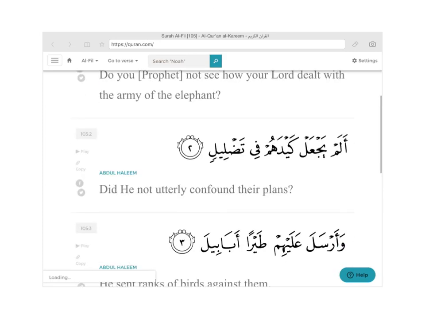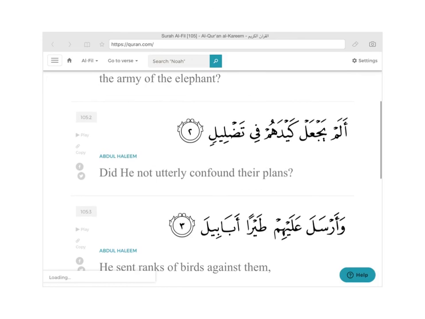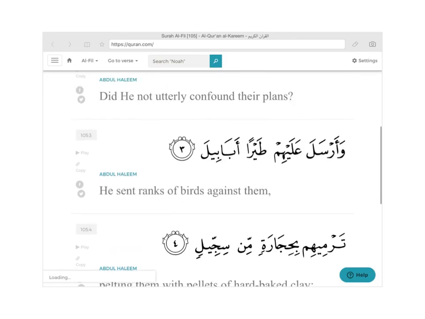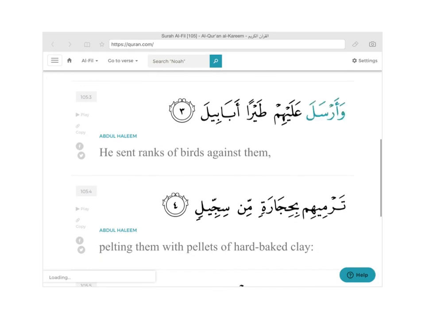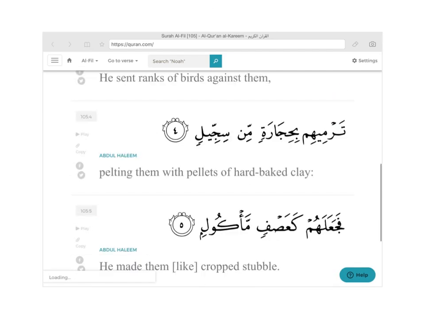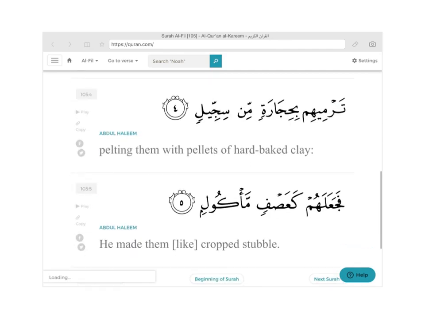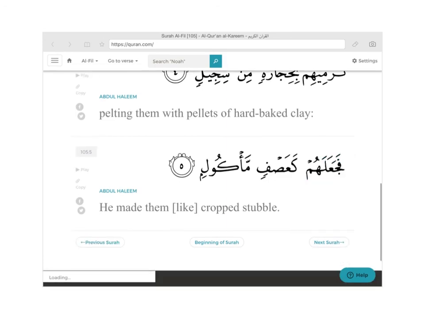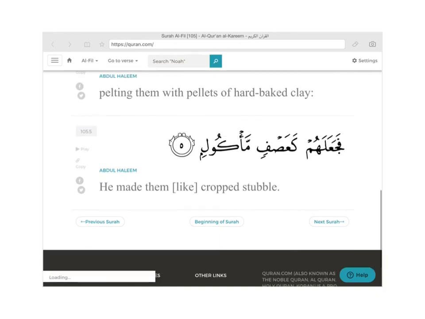Alam yaj'al kaydahum fi tadlil. Did he not utterly confound their plans? Wa arsala alayhim tayran ababil. He sent ranks of birds against them. Tarmihim bihijaratin min sijil. Pelting them with pellets of hard-baked clay. فَجَعَلَهُمْ كَعَصْفٍ مَأْكُولٍ. He made them like cropped stubble.